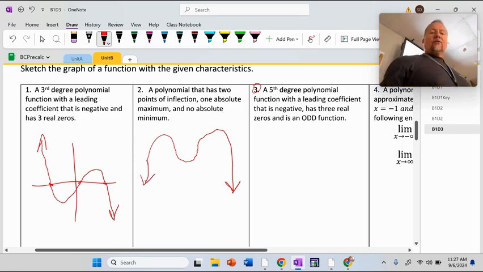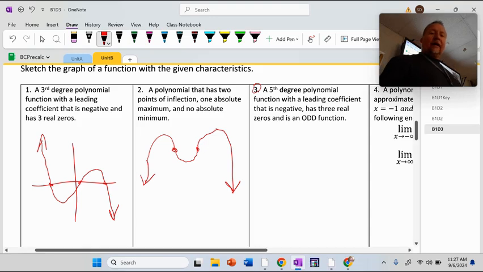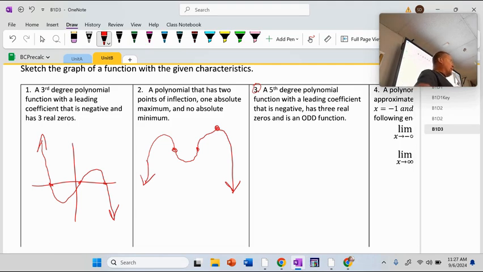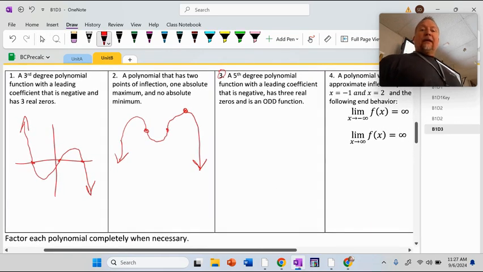I didn't draw my x and y axis. I'm just not going to draw it at this point because it doesn't really say anything about zeros. 2 points of inflection, one absolute max, no absolute minimum, and I cheated and made that one a little bit higher. All right, so it has to be an x to the 4th looking graph facing down for that to be occurring. Now, here's what we had for some people doing odd.